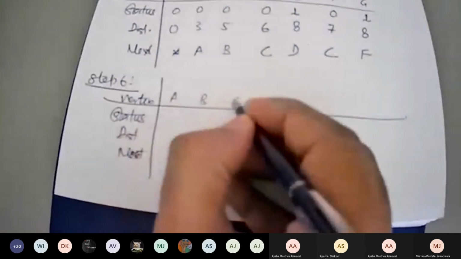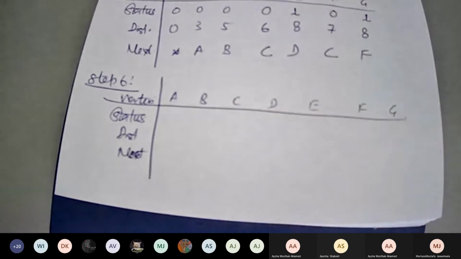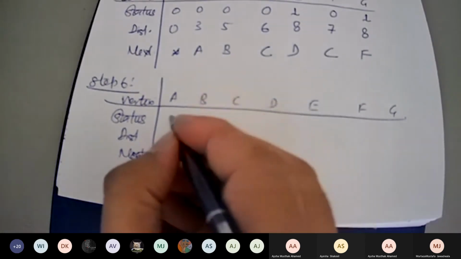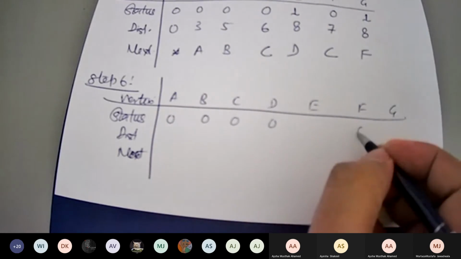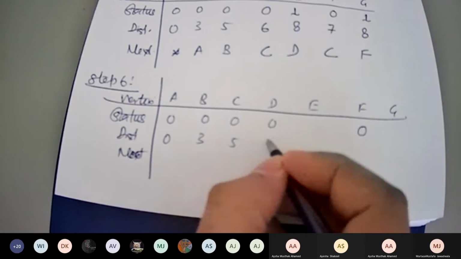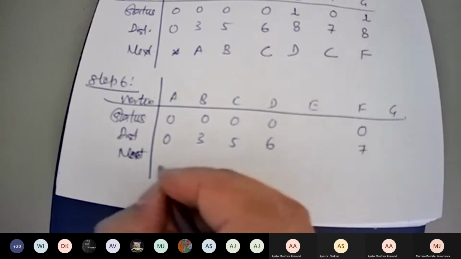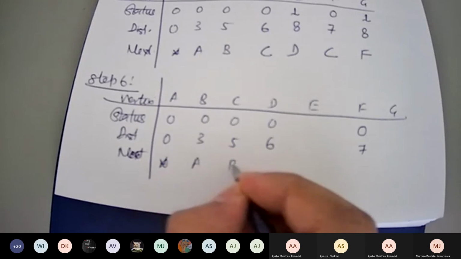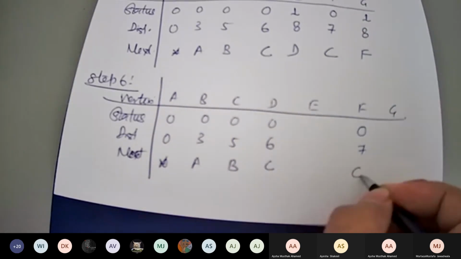So A, B, C, D, E, F, and G. The status is 0, 0, 0, 0, 0, 0, 3, 5, 6, 7. A, B, C, C.